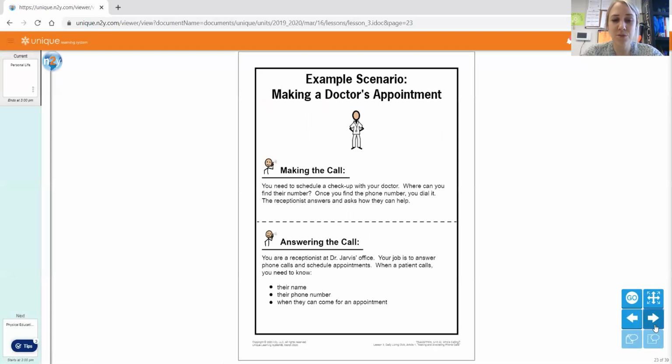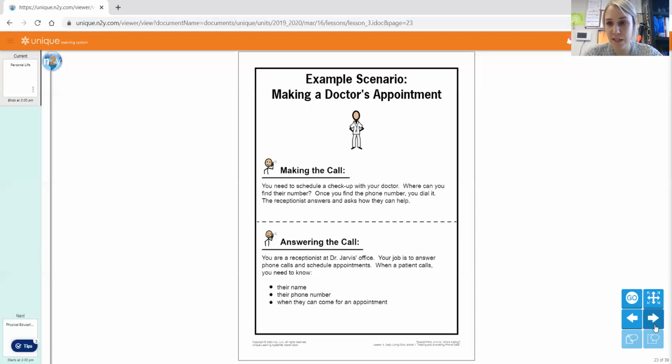Okay, so if you are making a doctor appointment, here we're going to do just a couple examples. You need to schedule a checkup with your doctor. Where can you find the number? Once you find the phone number, you dial it. The receptionist answers and asks how they can help. So where can we find a number for a doctor's office? Your parents might have it written down. Your support person might have it written down.